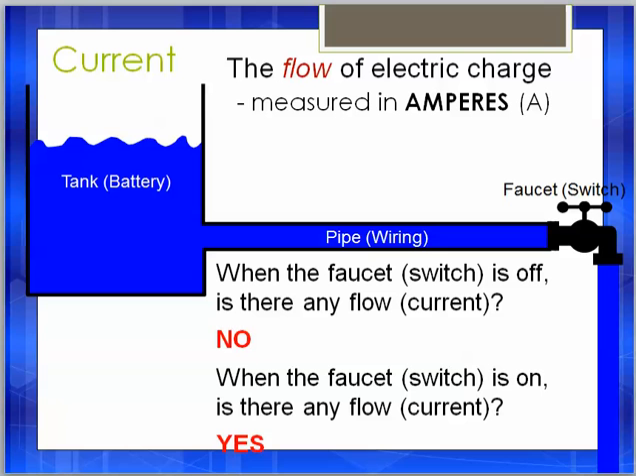The flow. Quite often we refer to current as being just like water. The flow of electric charge is measured in amperes. When a faucet is off, just like when a switch is off on the wall, there is no current flow. There's no water coming out of the faucet when it's off. There's no electricity running through the circuit when it's off. When you turn the faucet on, or when you flip the switch on, it allows current to flow. It gives it a clean path to go. The tank is like a reservoir of water, or a battery is like a reservoir. It's where we store the water or we store the electrons to make that path.